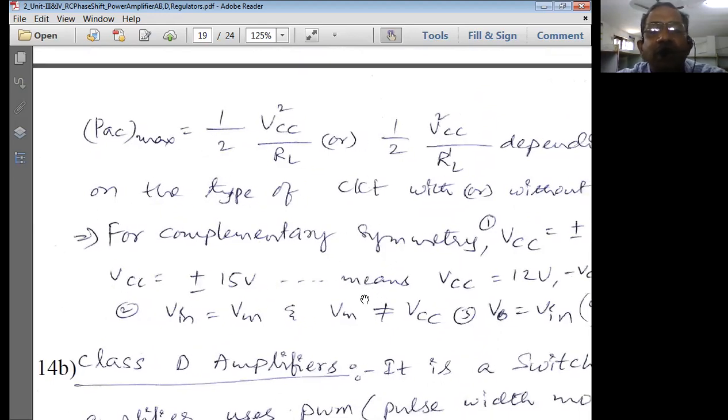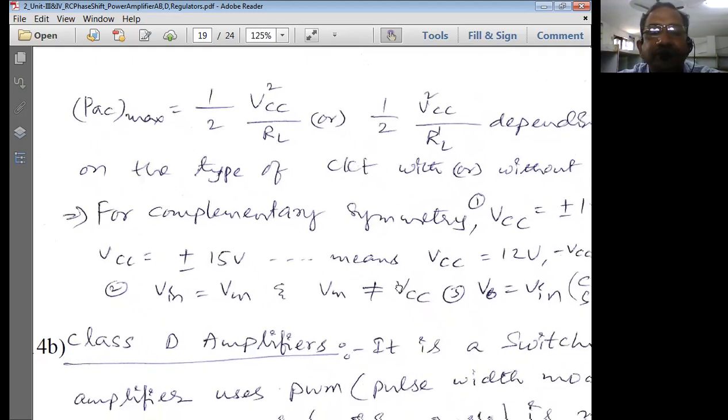Whatever equations we have got for the class B push-pull power amplifier hold good for the class AB type of amplifier also. Okay.